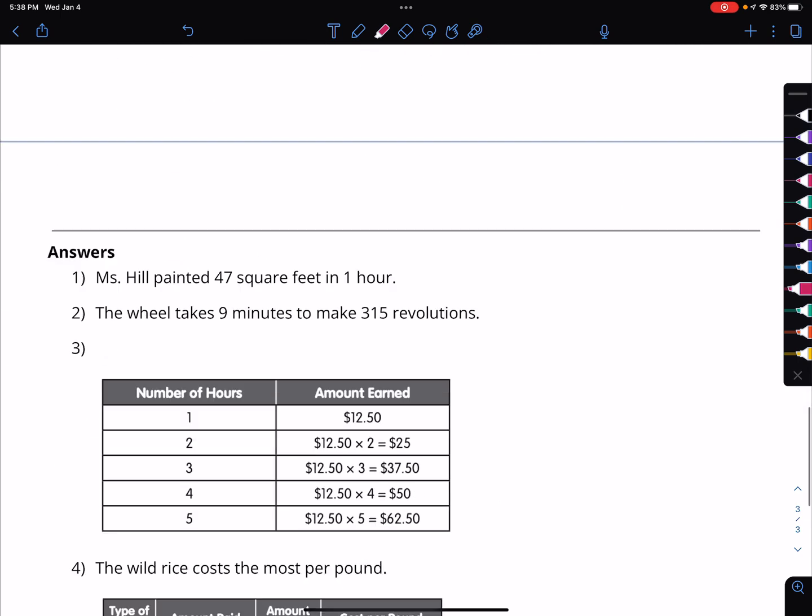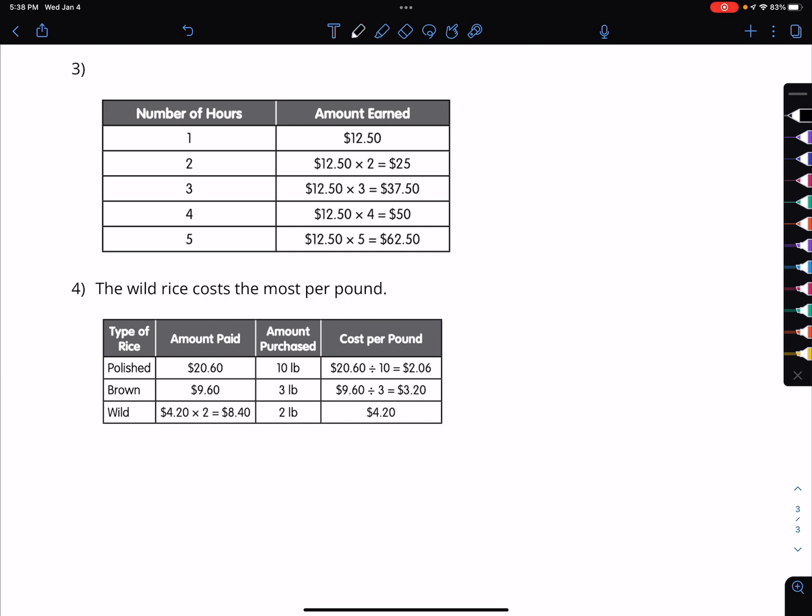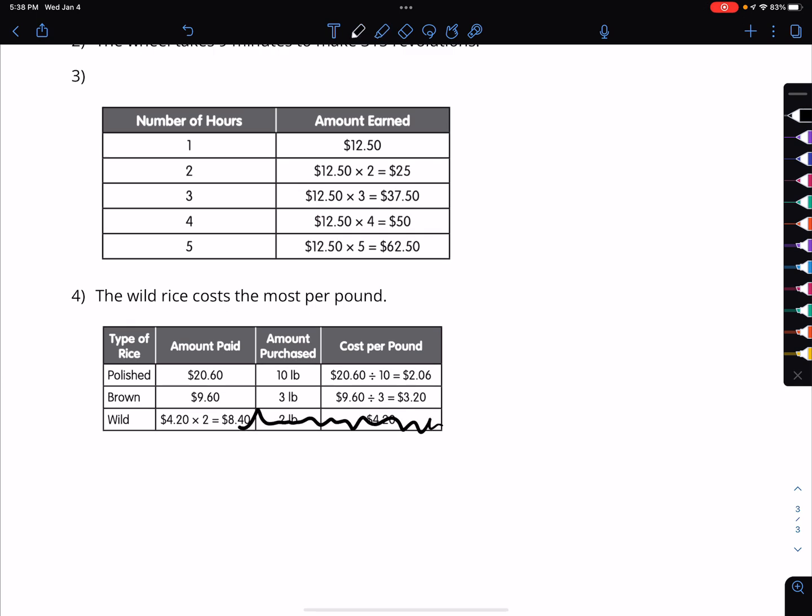Now just a quick note on this answer key, this is wrong, so you can tell that that should not have been there. And we didn't even have this. So brown costs the most.